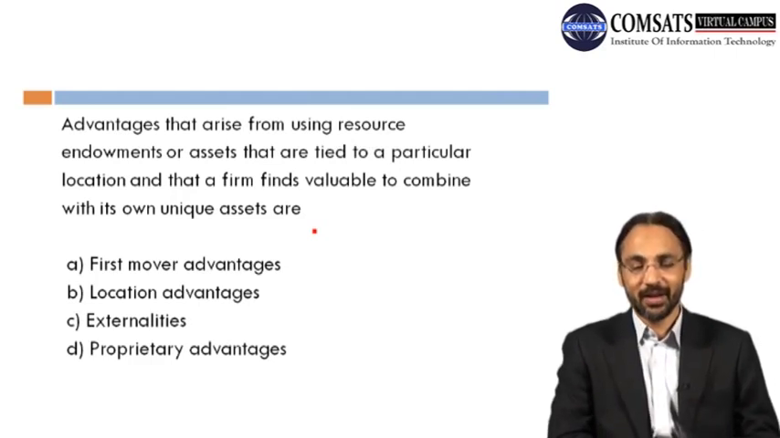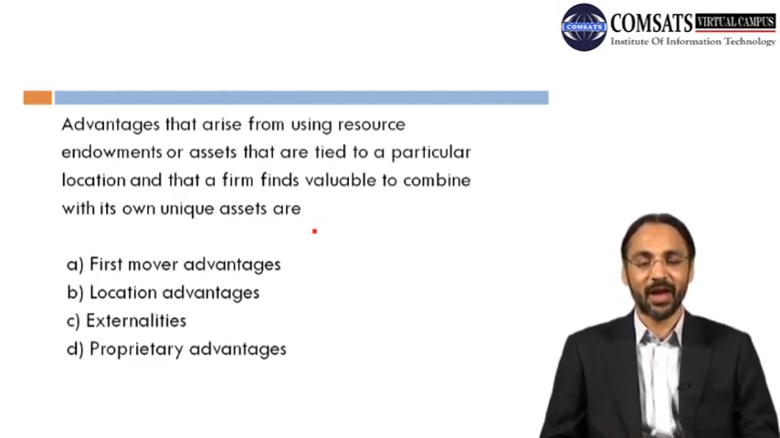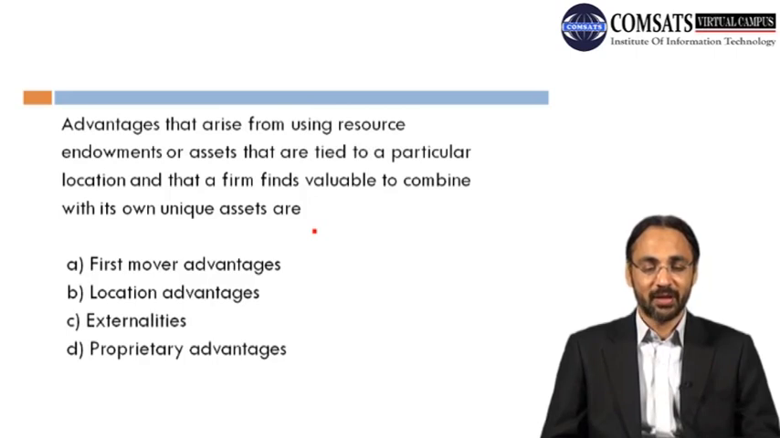Advantages that arise from using the resource endowments or assets tied to a particular location, which a firm finds valuable to combine with its own unique assets, are: first mover advantages, location advantages, externalities, or property advantages. We discussed this concept 4 or 5 slides before, and you should be able to answer this question. We just did it.